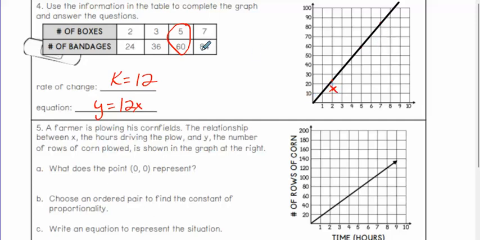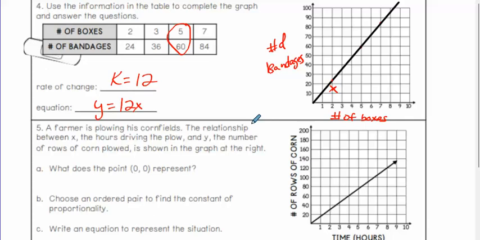Okay, the other thing that they did not do, which they should have, is you should always label your graph. You should always label your axis. So my x value is my boxes, so number of boxes. My y value is the number of bandages. Okay, that should be graphed.